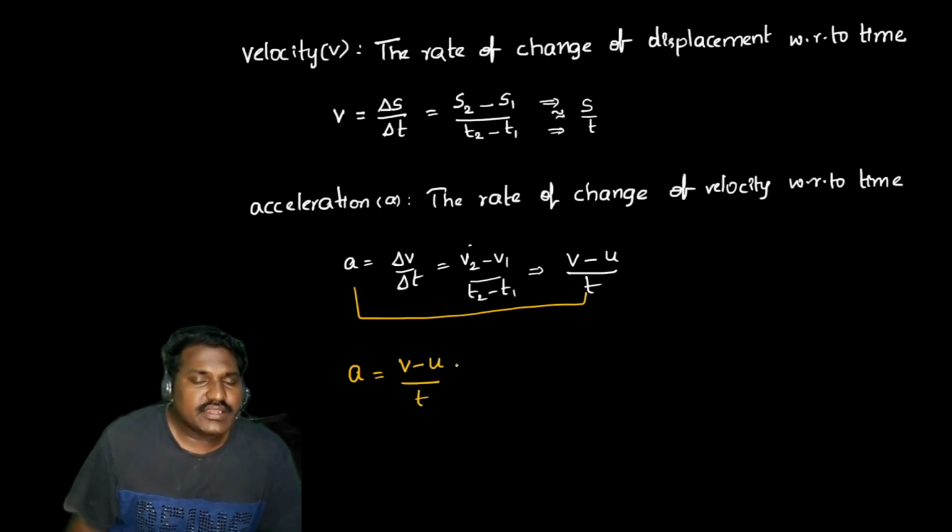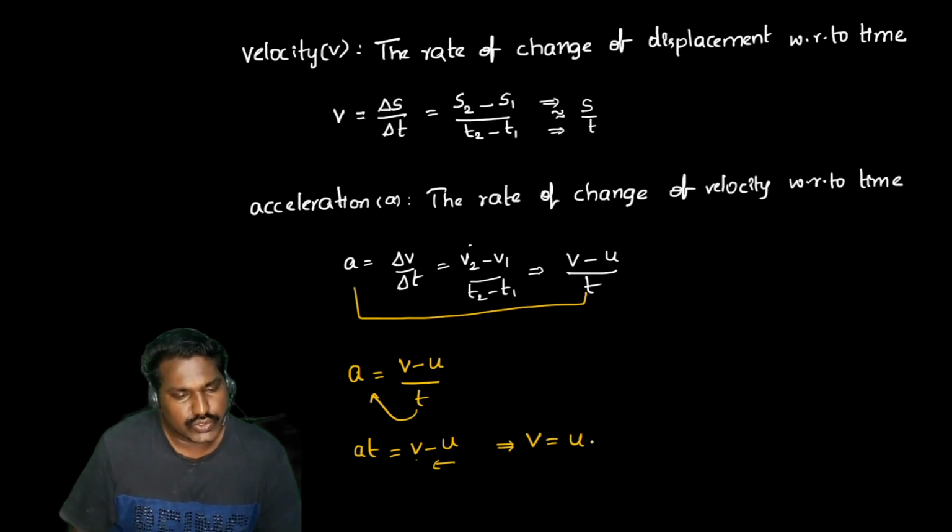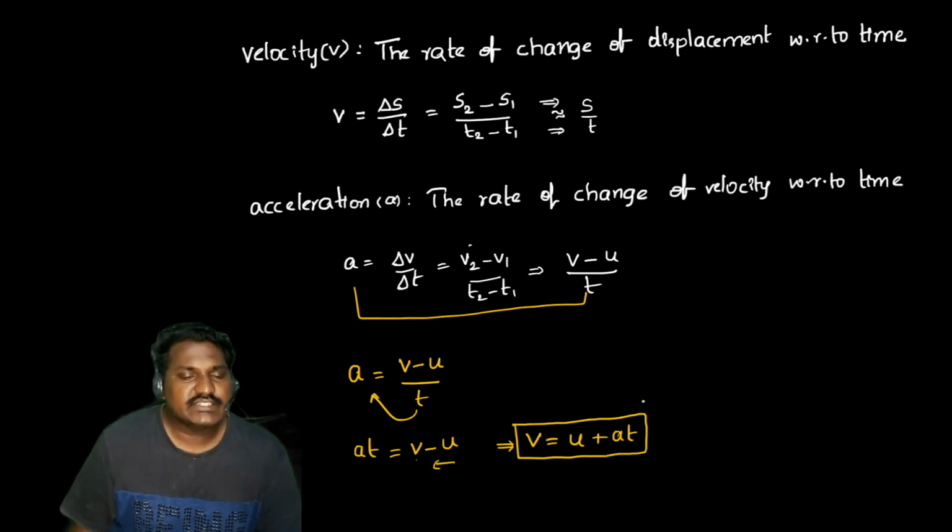Now to get the first equation, we need to write the equation for v. Here t is being divided; if it goes to the other side, it becomes multiplied. So a into t becomes at is equal to v minus u, and therefore, writing the equation for v, this minus u goes to the other side and becomes add. So v is equal to u plus at. This is the first equation of motion, which we derived from the definition of acceleration.